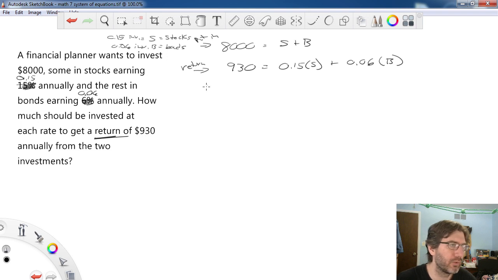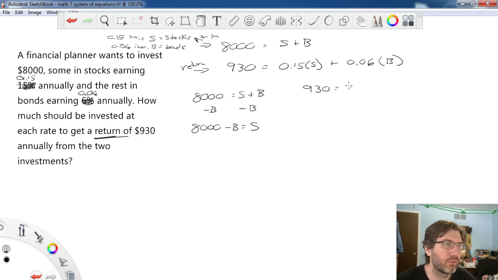So we're going to solve for the first one here, which is 8,000 equals S plus B. Let's get rid of B, because I don't like writing S's. They look like 5s. So if I get rid of B on that side, I'm going to get 8,000 minus B equals S. And then I'm going to go ahead and substitute it in up here. So I got 930 equals 0.15, and then instead of writing S, I have the quantity 8,000 minus B plus 0.06 times B.